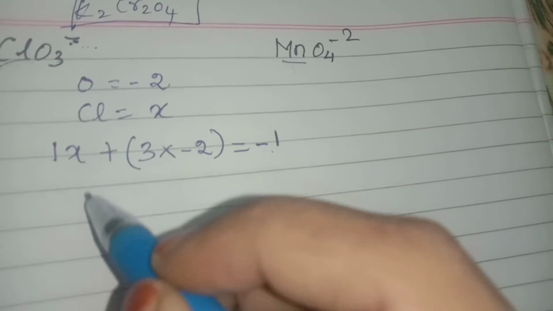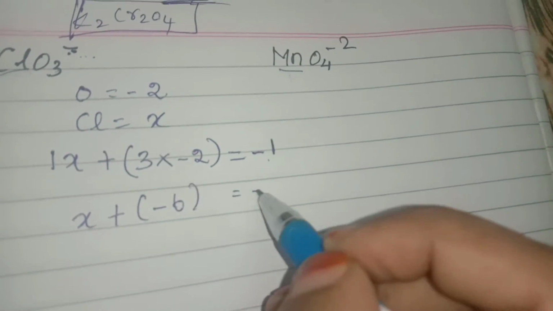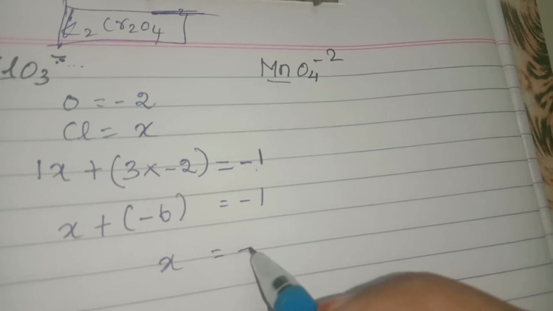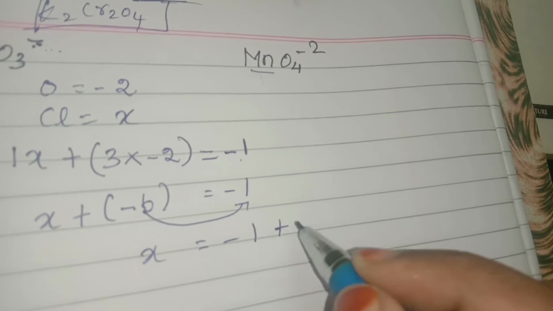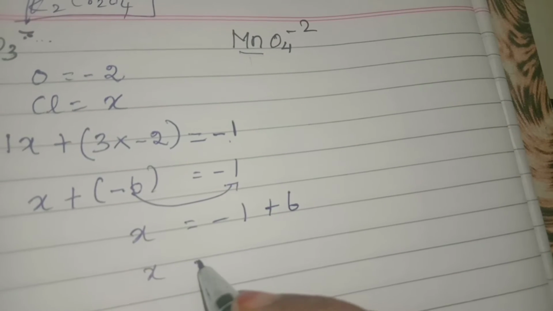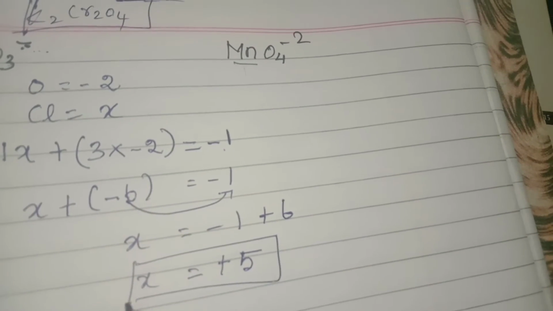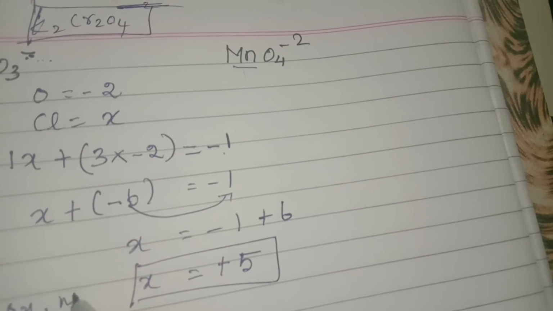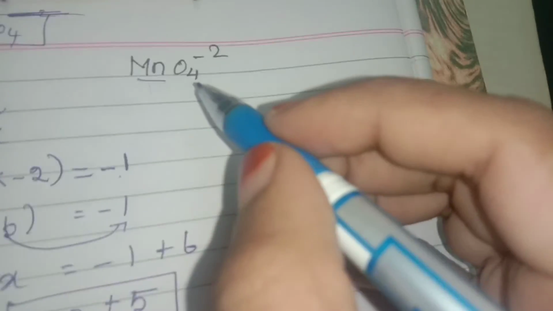So now 1x means x plus 3 2s are 6 minus 6, which is equal to minus 1. This minus 6 will go this side and become plus 6, and x is equal to plus 5, and this is the answer. The oxidation number of chlorine is plus 5. Okay, like that for this also I will calculate.